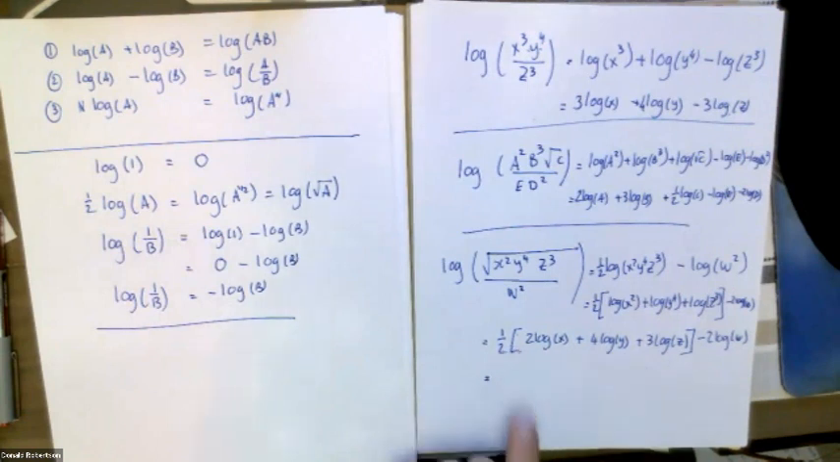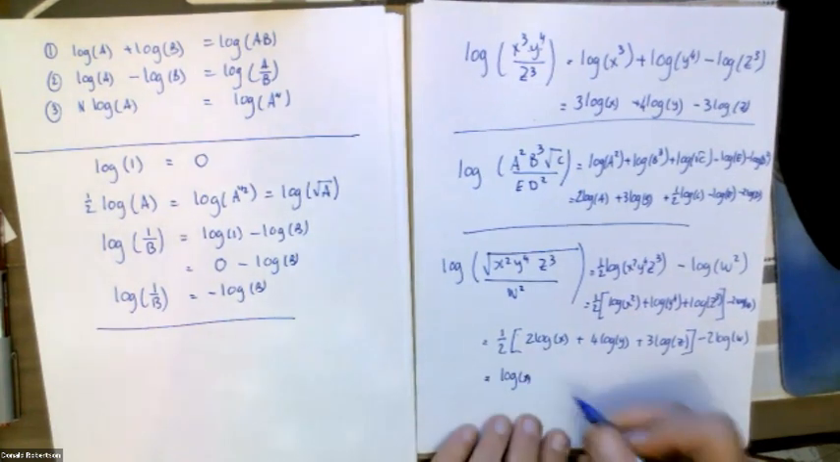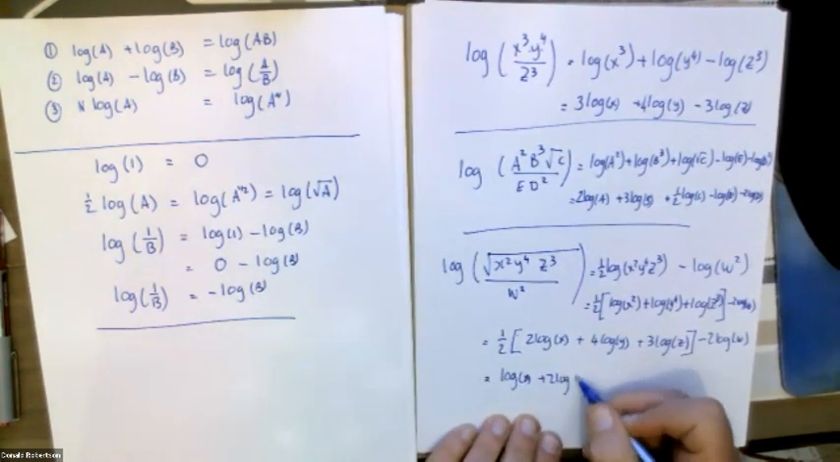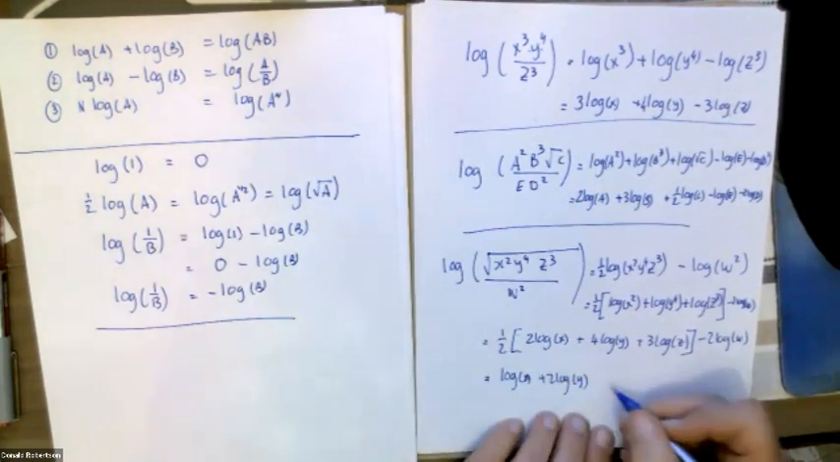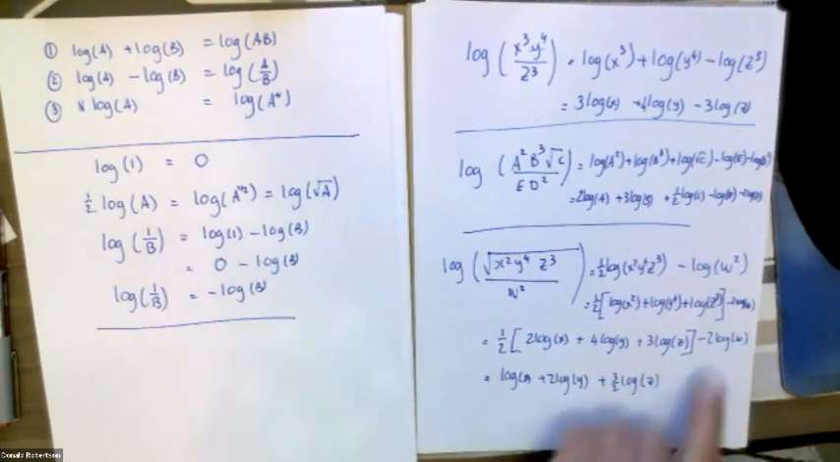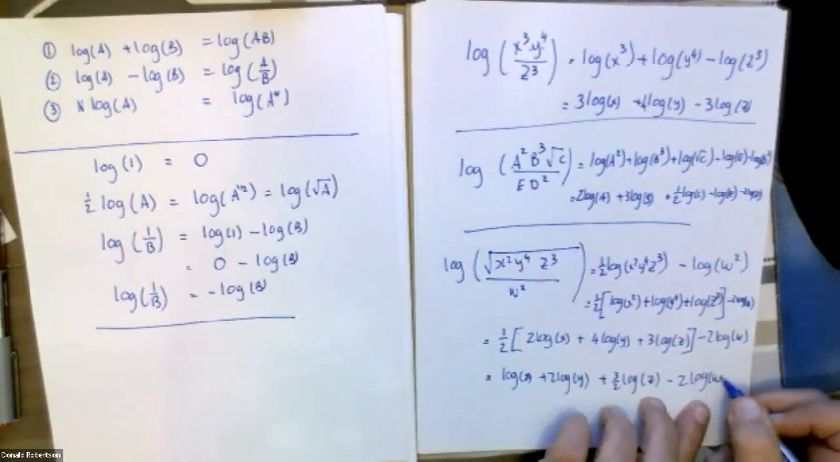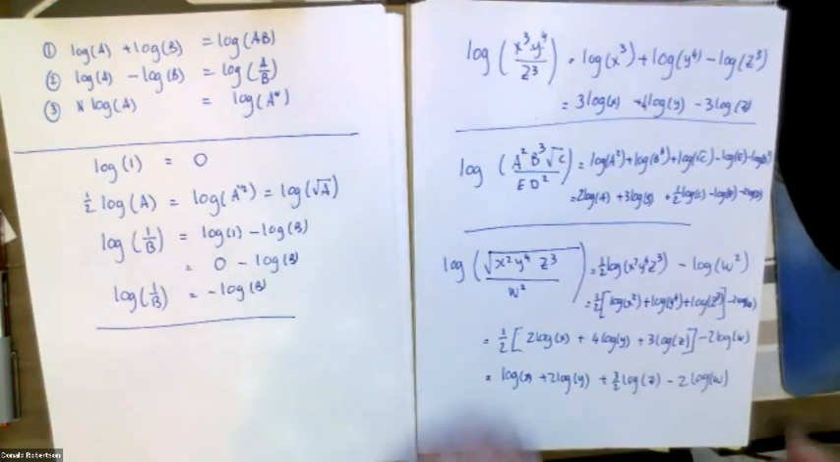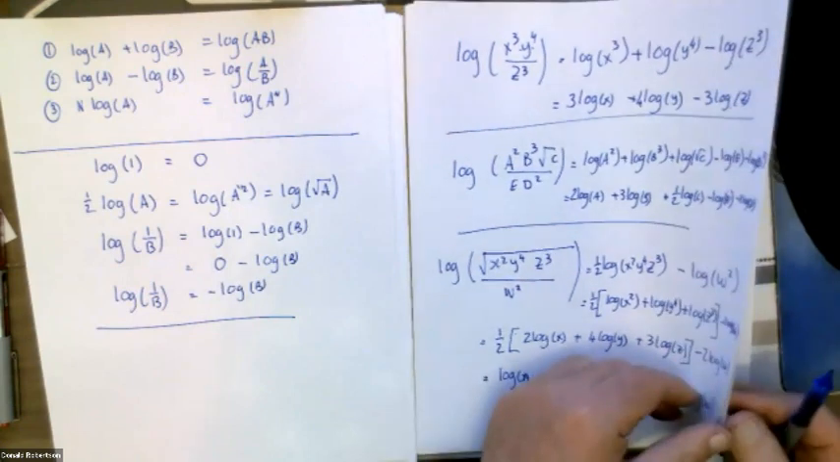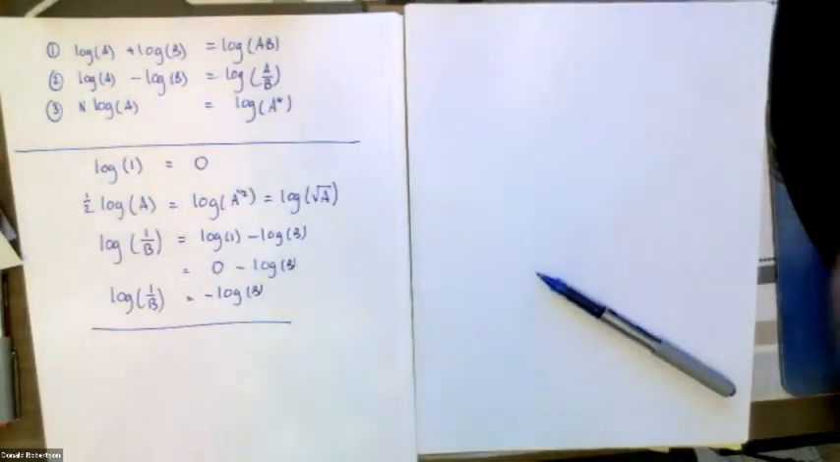Well, now I'm going to distribute the half. A half times 2 just gets me log x. A half times this gets me 2 log y's. A half times this gets me 3 halves log z. And this has nothing to do with that half, so it's still take away 2 log w's. It's us basically breaking apart, expanding, as they call it, various and quite messy log functions.